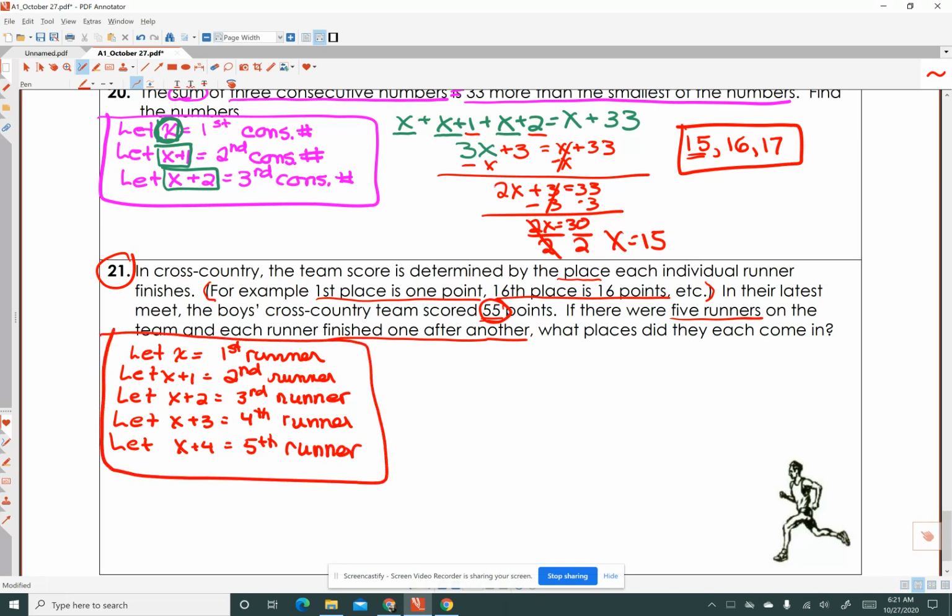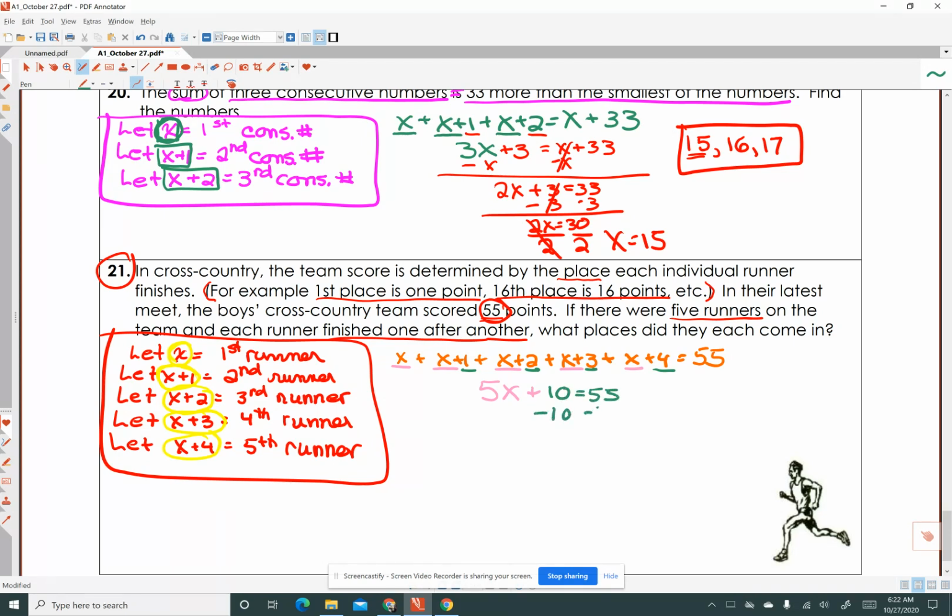Here's our X box. All of this is going to add up to 55 points. So we have our X plus 1, X plus 2, X plus 3, X plus 4. It will all add up to 55. So X plus 1 plus X plus 2 plus X plus 3 plus X plus 4 equals 55. So now we need to combine like terms. We have 1, 2, 3, 4, 5 x's. 5x plus, let's add our constants. We have 1 plus 2 is 3, plus 3 more is 6, plus 4 more is 10. 5x plus 10 equals 55.